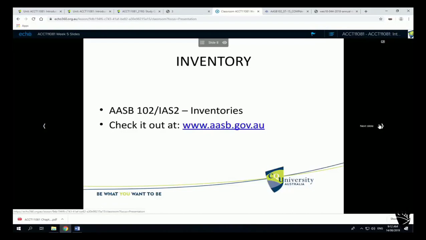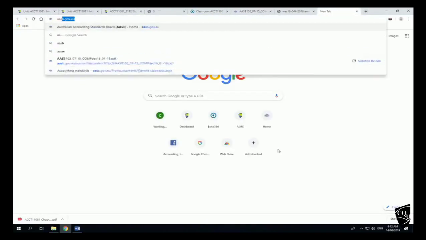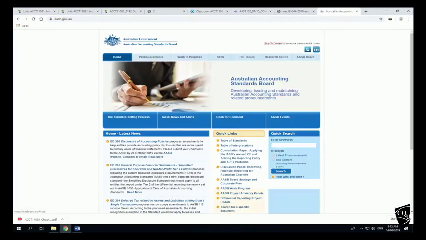In Australia, we have to account for inventories according to the accounting standard AASB 102. This standard tells us that we have to account for inventories according to the lower of cost or net realisable value. Now, just before I go through that, I've put on here a link to the standards page, aasb.gov.au, and I always just like to point this out. So if you just pop that into your browser, it'll take you to the Australian Government site, which is our Australian Accounting Standards Board's website.